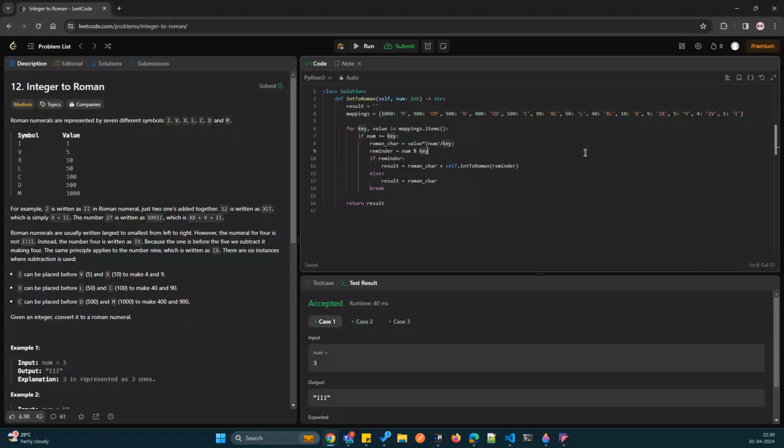So the 12th question in LeetCode is to convert an integer to Roman. Before we actually start, we should have some basic understanding of what these Roman characters and integers are. We must have already learned it during our school days. So these are the representation map: how 1 is represented, how 5 is represented, 10.